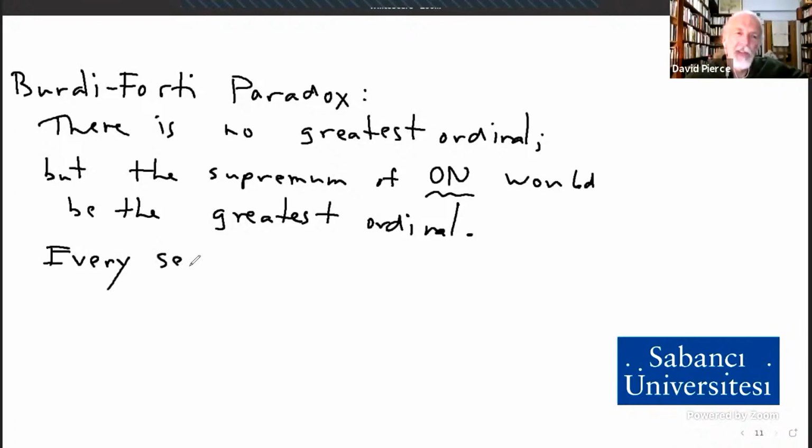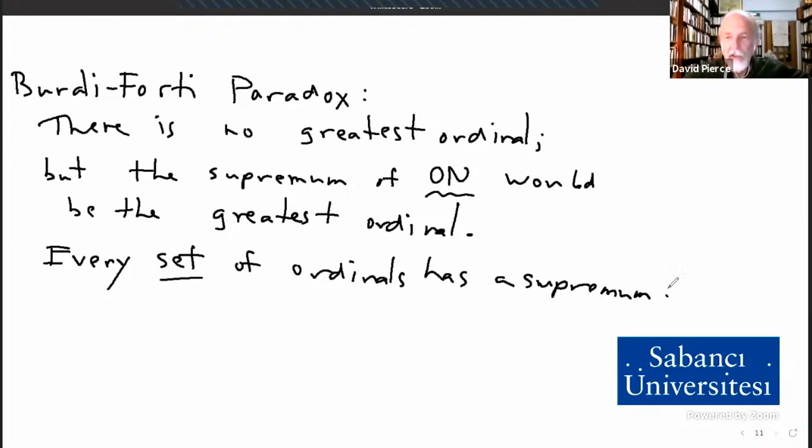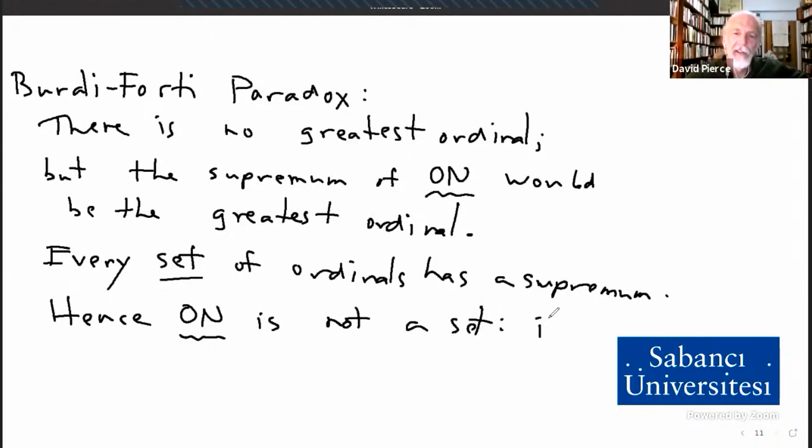And also, we said every set of ordinals has a supremum. Logically, hence ON is not a set. The usual way to say that is it's too big. It's too big to be a set. Okay, that's the paradox. I mean, it's not a contradiction, but it's strange. It's difficult to understand.